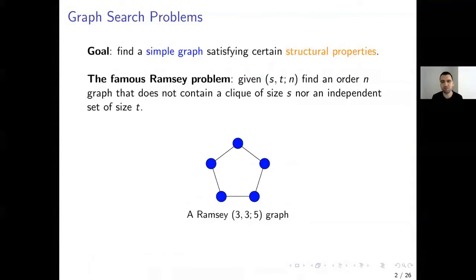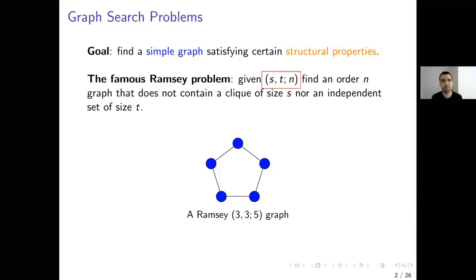One of the most famous graph search problems is the Ramsey problem, where for S, T and N it asks to find an N-vertex graph that does not contain a clique of size S nor an independent set of size T. And here the depicted graph is a solution for the parameters 3, 3, and 5.